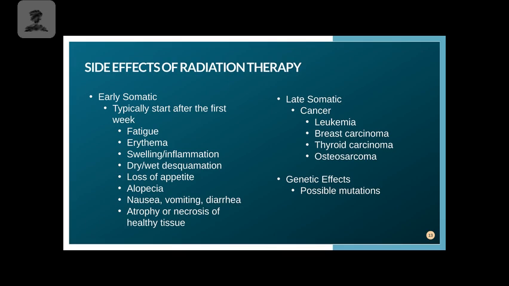Late somatic effects are obviously the cancer. A few common ones would be leukemia, affecting the blood; breast carcinoma, affecting the breast tissue surrounding maybe where we treated another breast cancer; thyroid carcinoma, if we're treating somewhere in the head and neck or even breast; and osteosarcoma, affecting more of the bone marrow and the bones. Genetic effects, again, we have those possible mutations. I talked about those before. You could have hemophilia, Down syndrome, muscular dystrophy, all of those different things that occur.